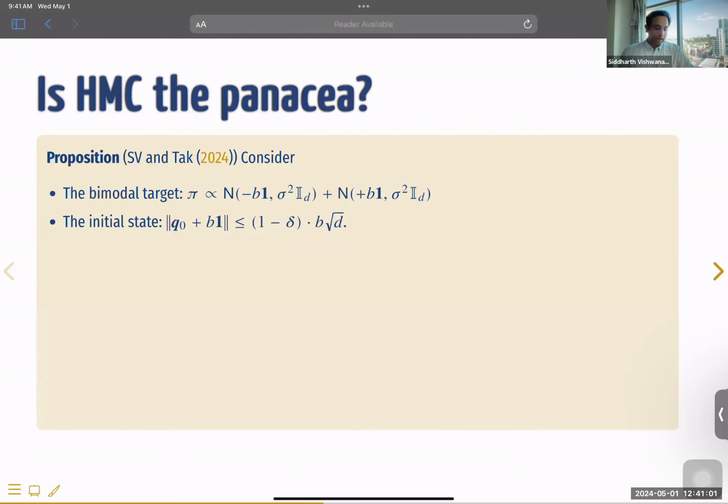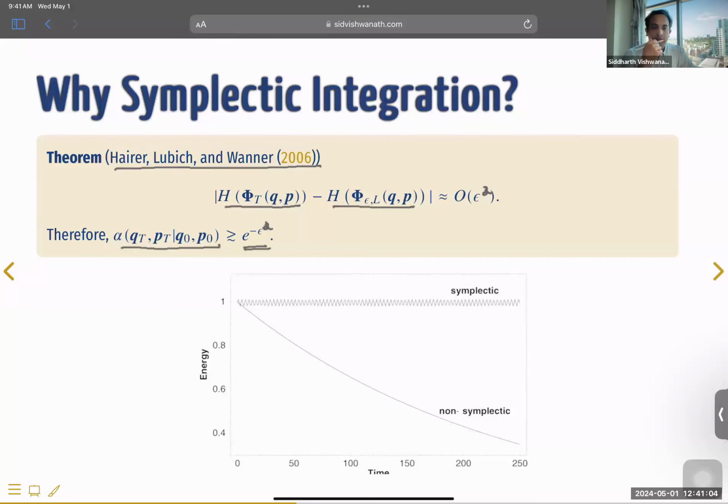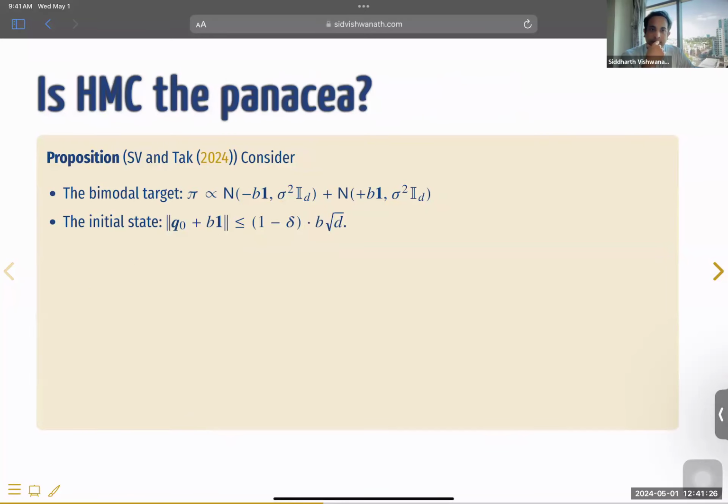Right. Okay. So I've given you all of these excellent theoretical properties that Hamiltonian systems satisfy, and which Hamiltonian Monte Carlo inherits by virtue of being intrinsically related to the Hamiltonian system. So is HMC the panacea? Is this as good as we can possibly do? This simple example hopefully will illustrate where there is room for improvement in HMC.